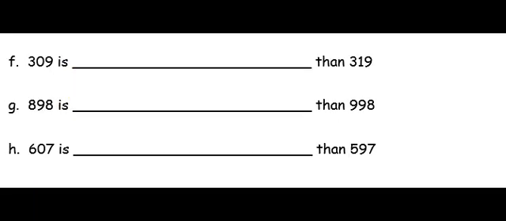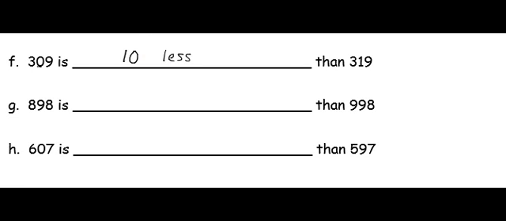In the next section, I'm going to complete the statement with a number and either the word less or more. For example, if we start with 309, 309 is blank, then 319. So I'm comparing 309 to 319. They have the same number of hundreds and the same number of ones, but 319 has 1 ten compared to 0 tens in 309. So I would say 309 is 10 less than 319.